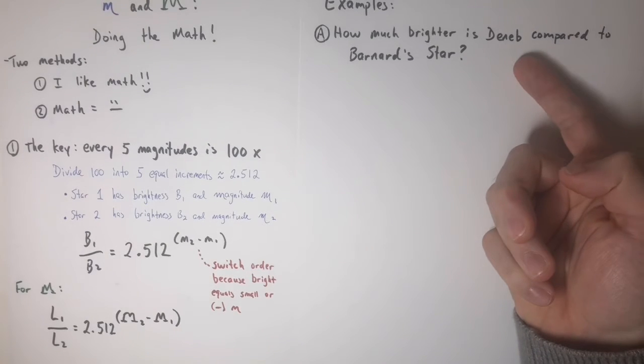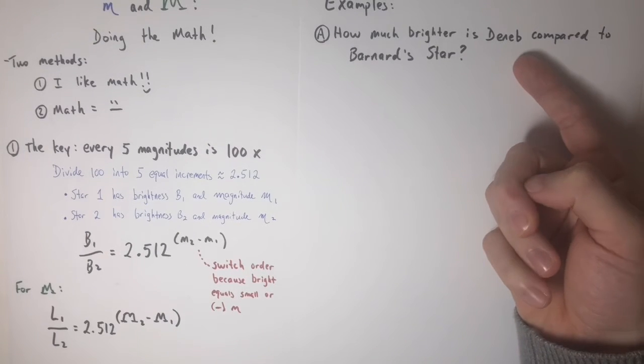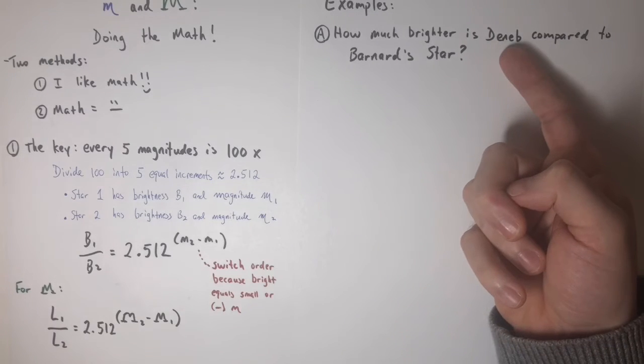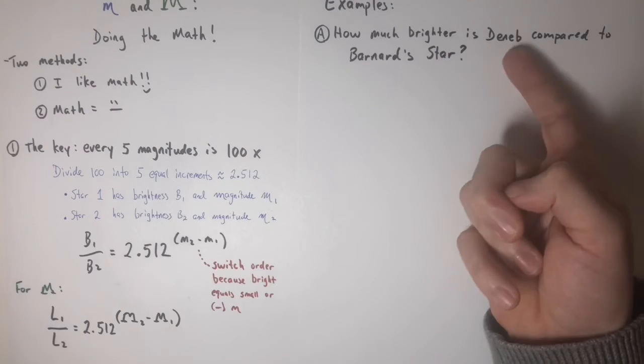I'm going to give a couple of examples here, and for these examples, I'm going to choose stars that are listed in the chart that I gave you inside the document called Magnitude Note Page and Practice Problems. So you can look up these numbers inside that note page.